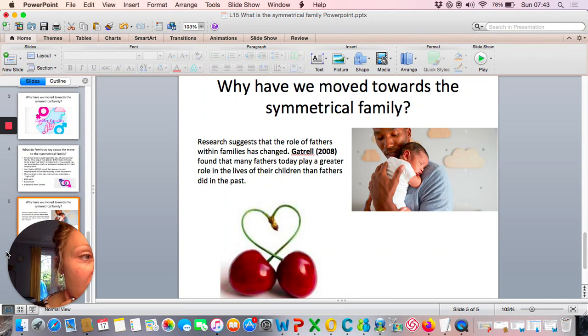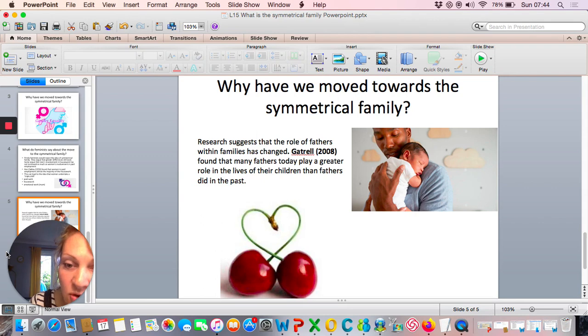So women often felt that if men wanted to divide parenting time more equally, they should also be expected to divide housework more equally as well. So I hope that explains a little bit about the symmetrical family. The symmetrical family is the argument by Willmott and Young that families have become more equal, households have become more equal, and there's equal sharing of tasks between men and women.